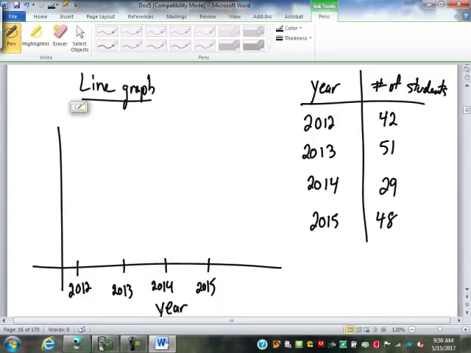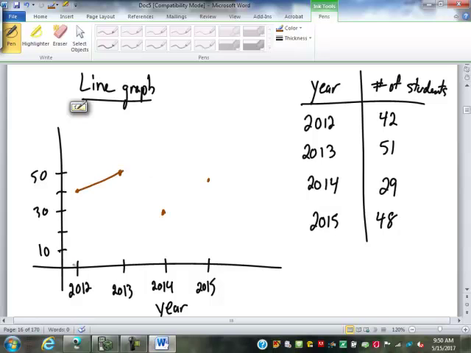So we space them out evenly across the bottom. Up the side then is going to be my number of students. I have to go up to at least 51. So I'm going to go 10, 20, 30, 40, 50. So in 2012 it was 42, that's going to be right about there. 2013 was 51, and it'll be right about there. 2014 is 29, right about there. 2015 is 48, right about there.